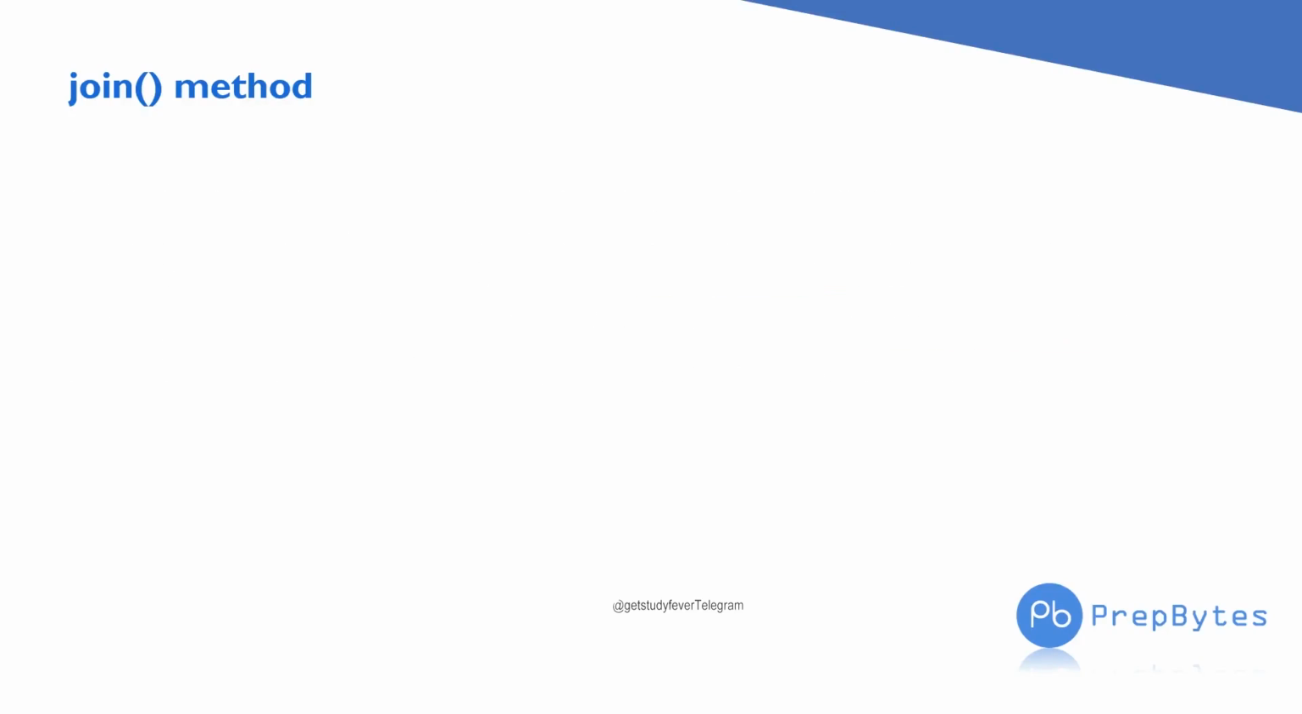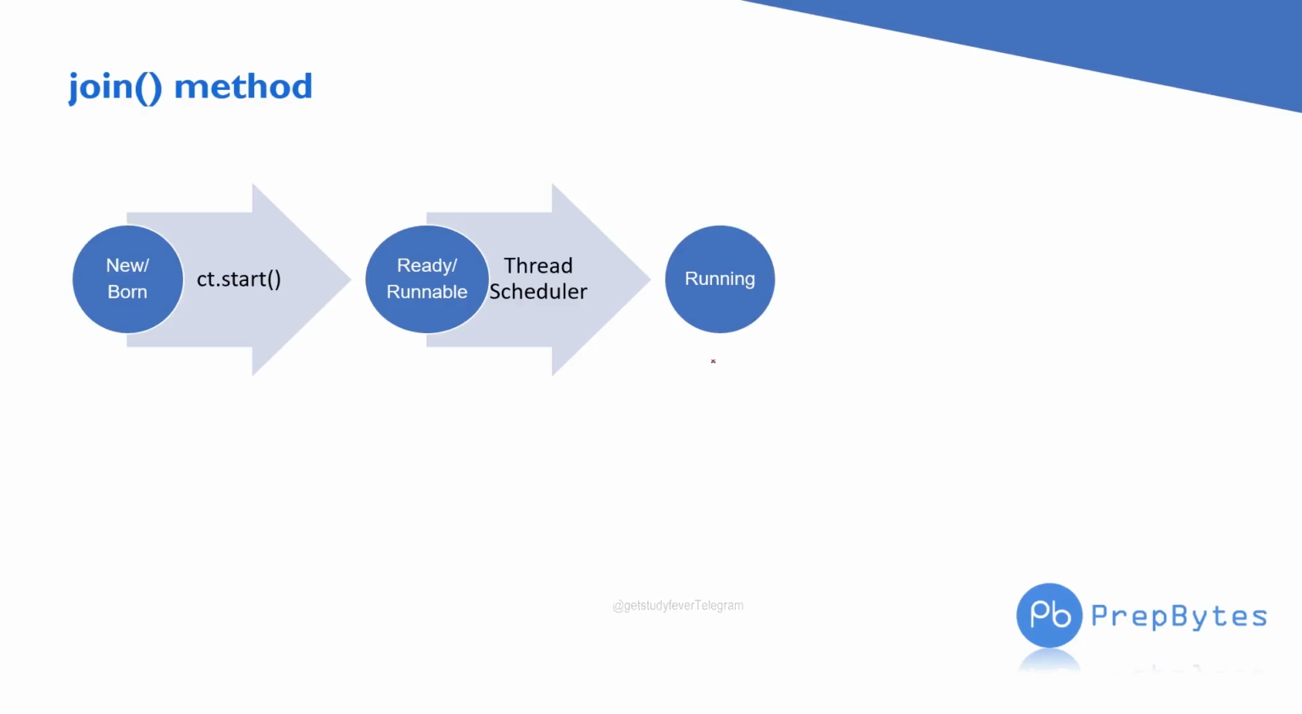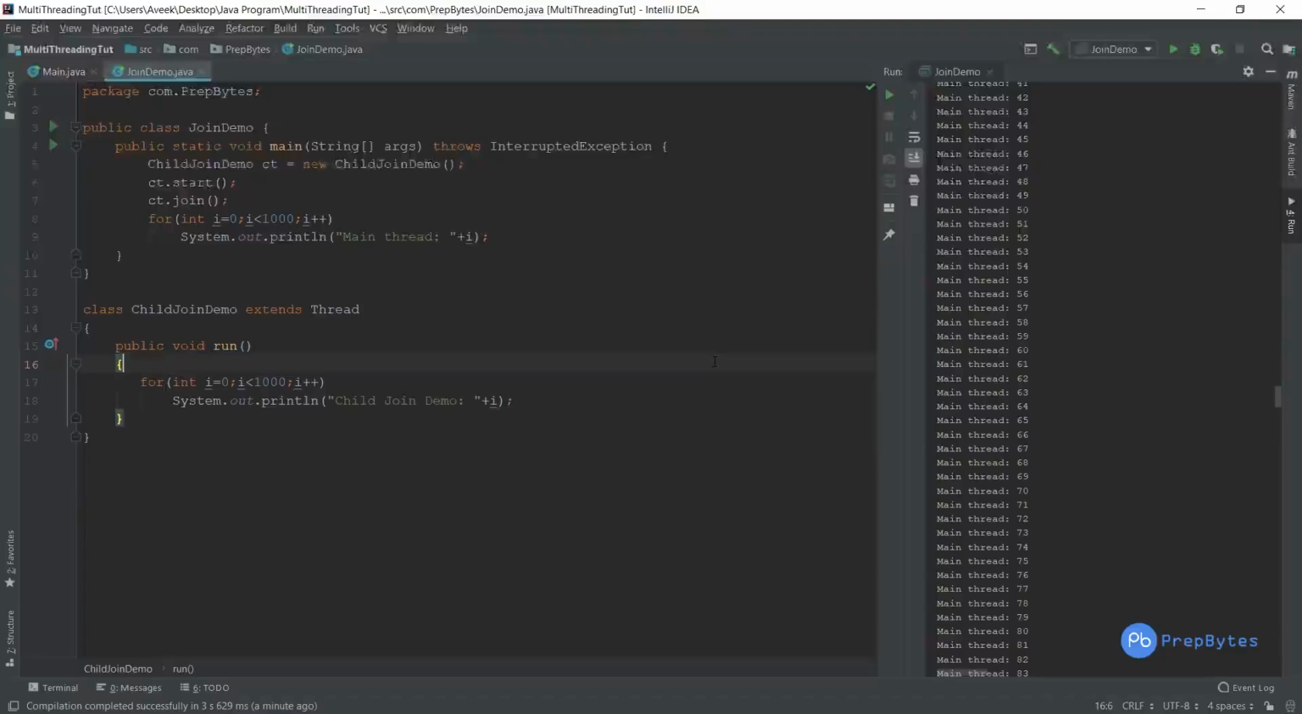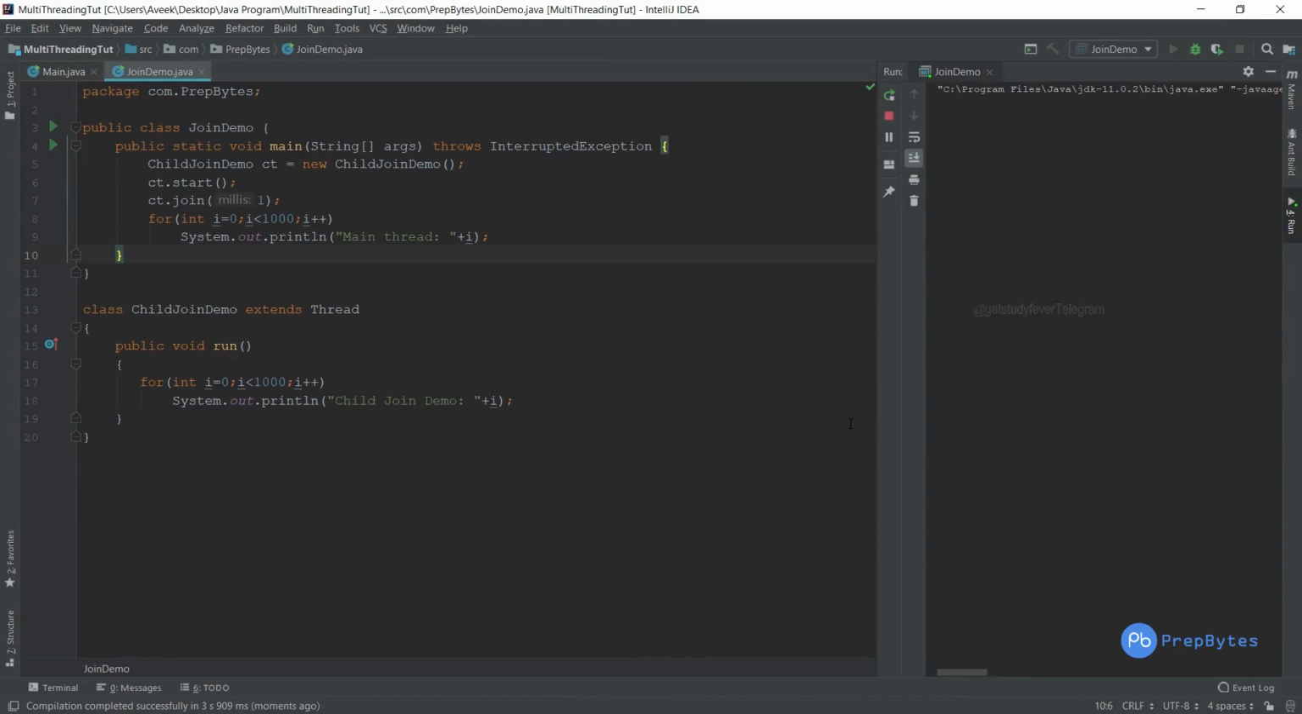Let's see some more points. So this is the diagram. I told you a state will be added. So which is the state? Waiting, timed waiting, or time waiting state. Why are there two states? In the code you have seen that I haven't given any time. So if I give just 1 millisecond, now I do not know the output, because main will only wait for 1 millisecond for the child.